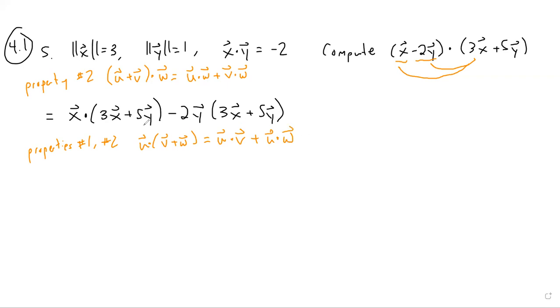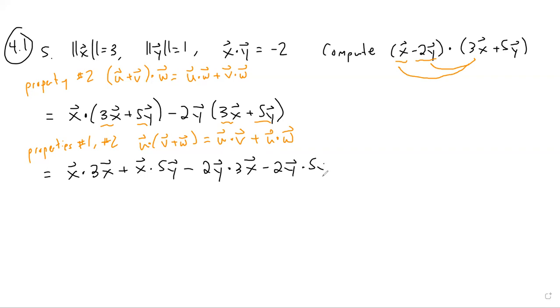So what I can do now is do the distribution going the other way. And I'm going to get a combination of 4. It's actually just like FOIL, really, if you think about it. So I'm going to get x dotted with 3x plus x dotted with 5y minus 2y dotted with 3x, and then minus 2y dotted with 5y.